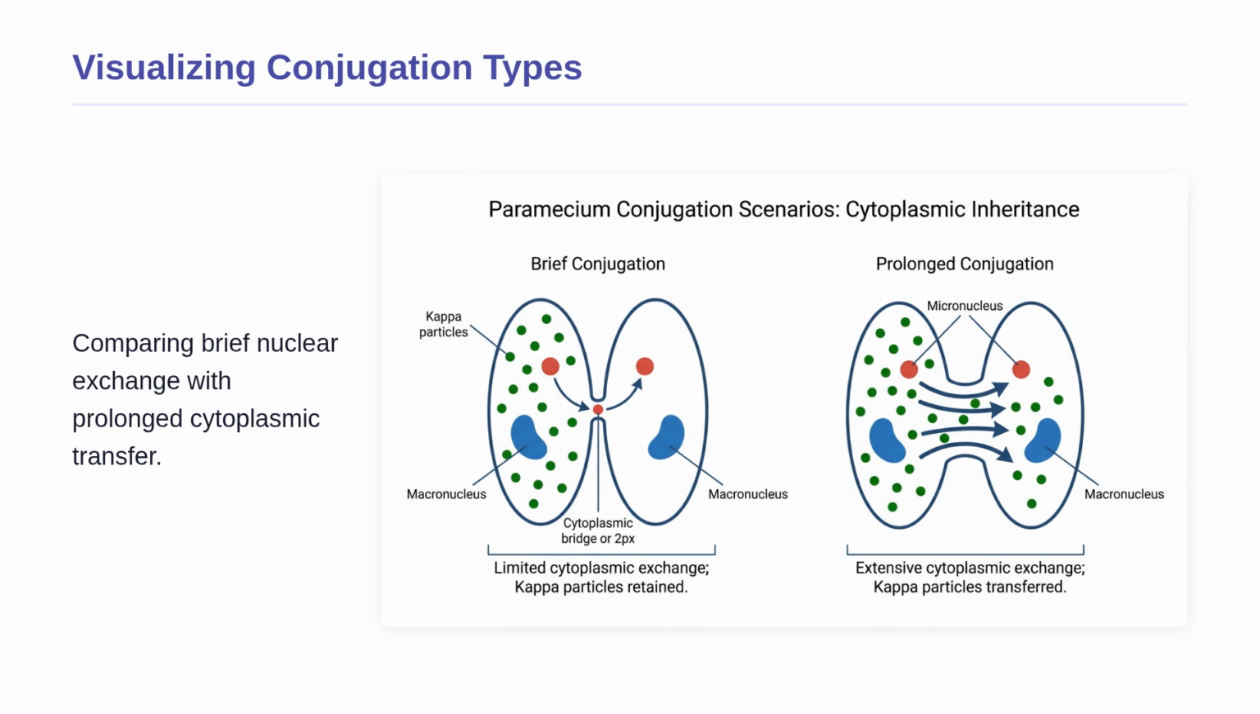On the right, we see prolonged conjugation. Look at the wide cytoplasmic bridge connecting the two cells. The arrows clearly show the green kappa particles flowing from the killer cell directly into the sensitive cell. This visual perfectly captures how the physical transfer of cytoplasm is the absolute key to transmitting the killer phenotype.